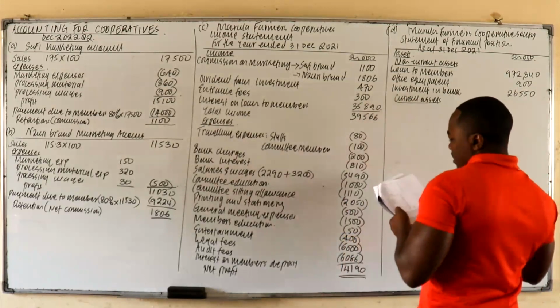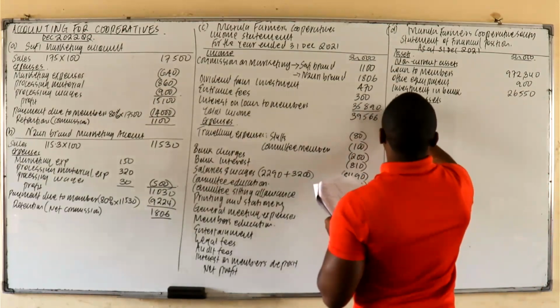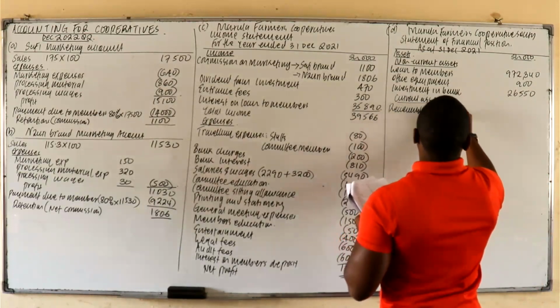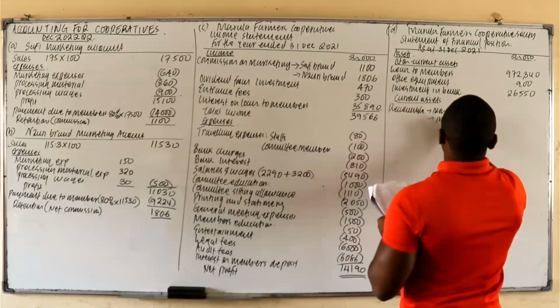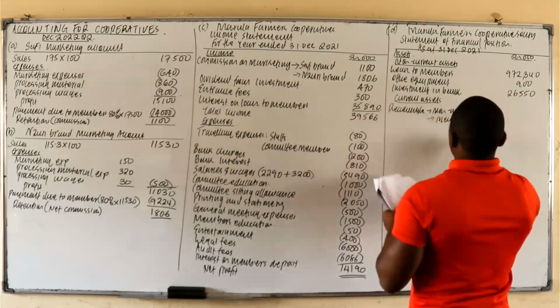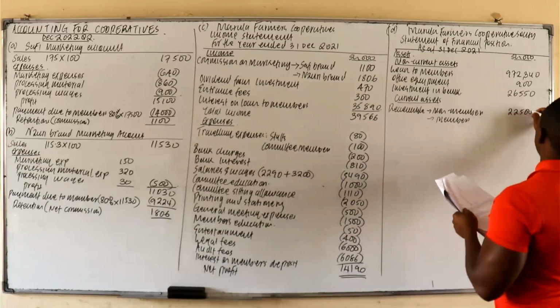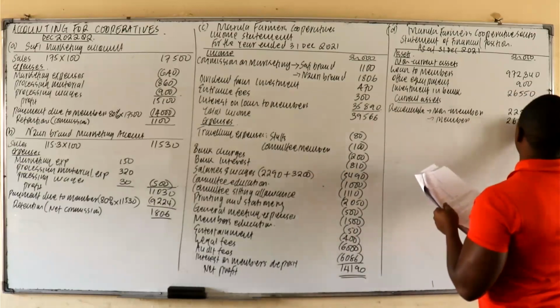And for the current assets, we start with the second last item in the trial balance. We have receivables from non-members, and also receivables from members. Receivable from non-members is an amount of 22,500. Receivable from members is an amount of 26,90.